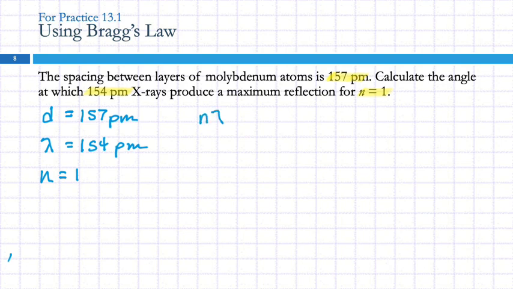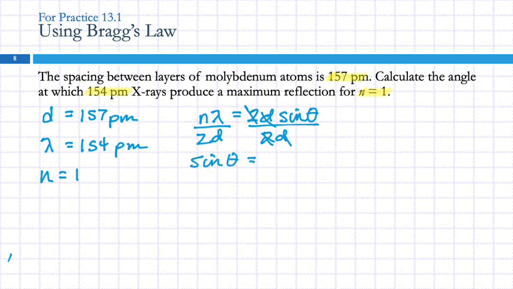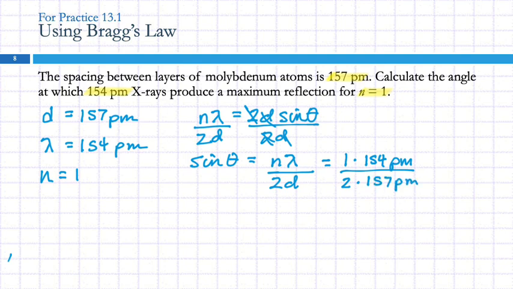So Bragg's law says that n lambda is equal to 2d sine of theta. So we can rearrange that. Divide by 2d. So the sine of theta is equal to n lambda over 2 times the distance. Well, n is 1, and lambda is 154 picometers divided by 2 times the distance, which is 157 picometers.